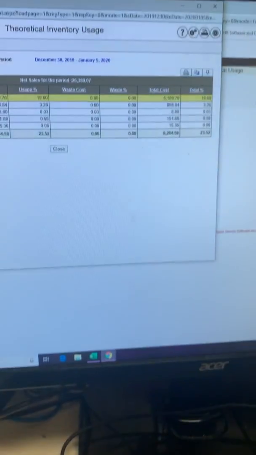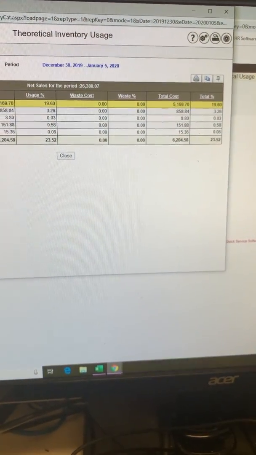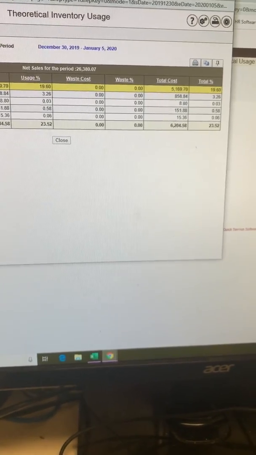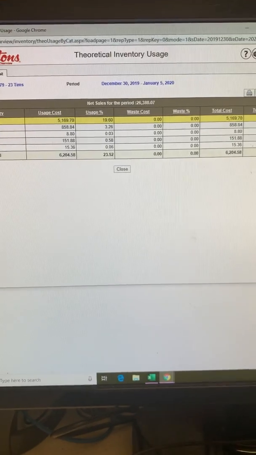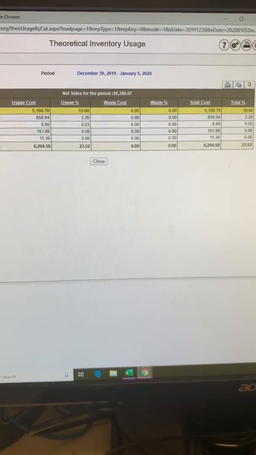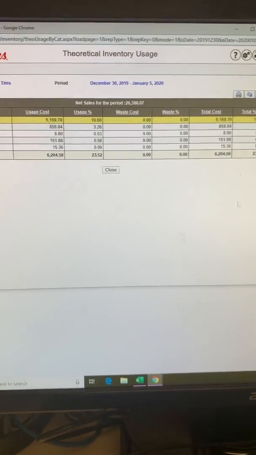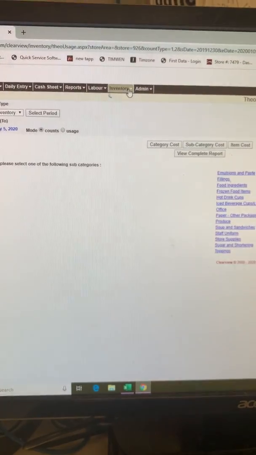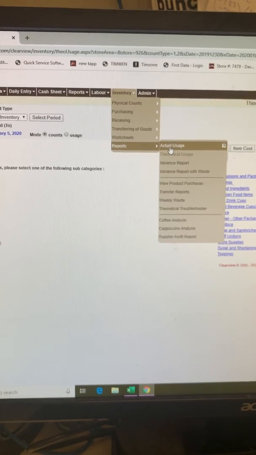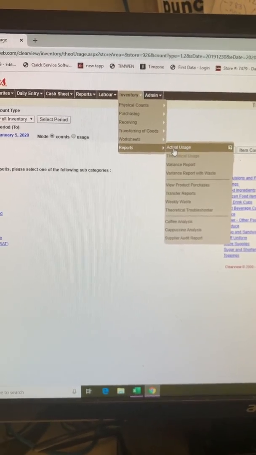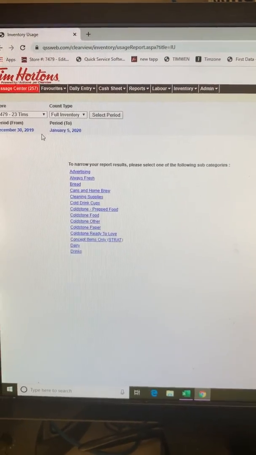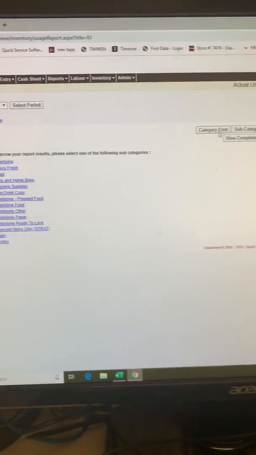Okay, so my theoretical for paper is 5169.7. Paper theoretical, we don't necessarily look at, but you want to look at it for your reference. Okay. And then to do actual, you just drop down inventory reports. Actual should already be on the week that you are looking at, but just double check to make sure.